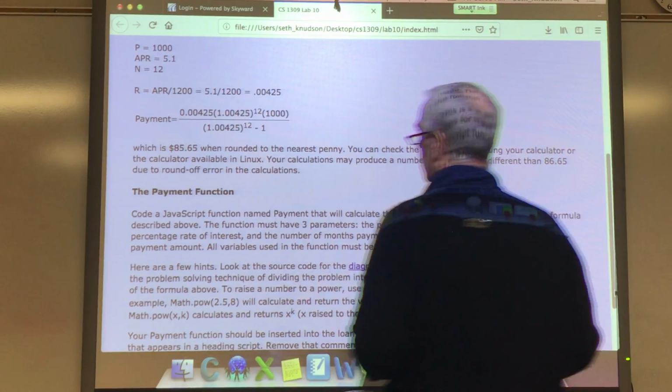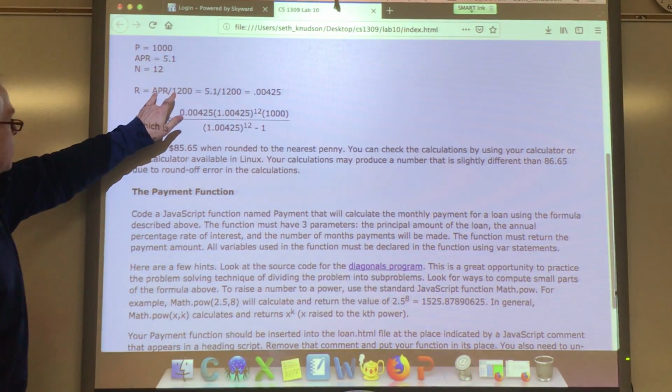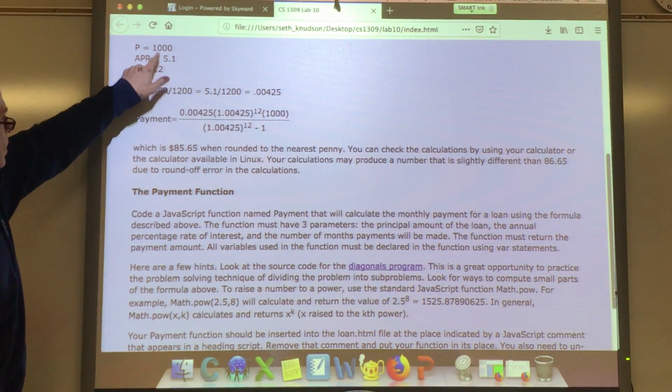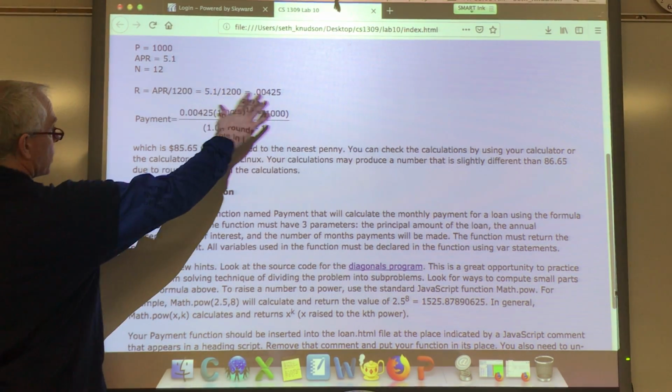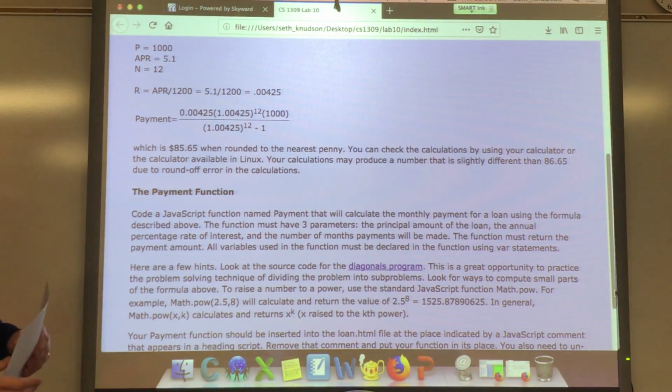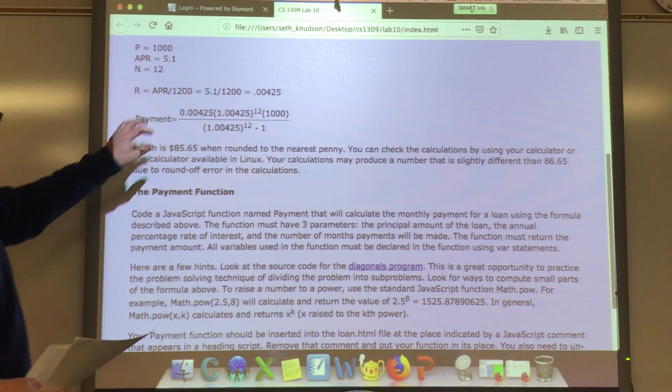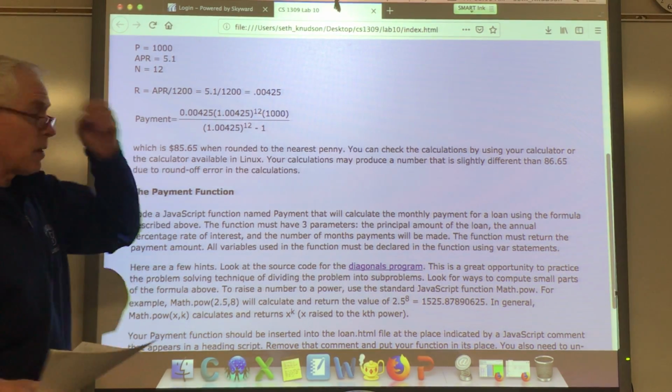Move up here a little bit. So your R then is that APR divided by 1,200. In this case 5.1 divided by 1,200. It ends up being 0.00425. Okay, so at some point that needs to be calculated, right?